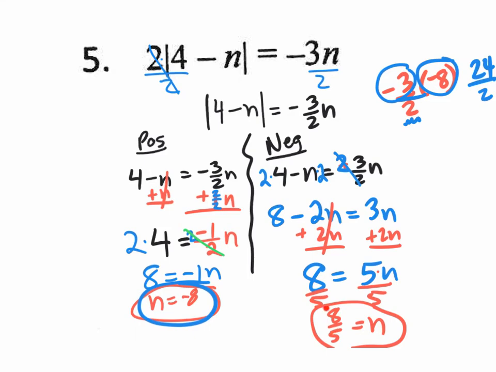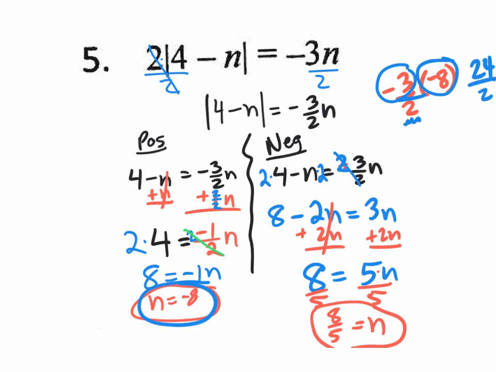Now on this one, when I plug in this positive 8/5, I don't even have to actually do that, because when I plug in any positive number here multiplied by this negative number, it's going to give you a negative answer. And you already know that the absolute value of anything is not negative. So this one's extraneous. It doesn't work.